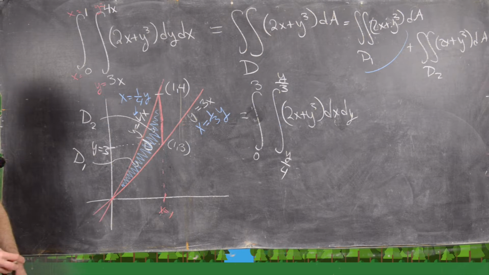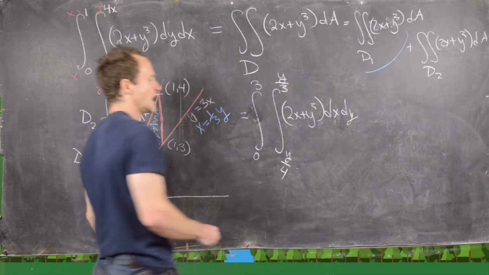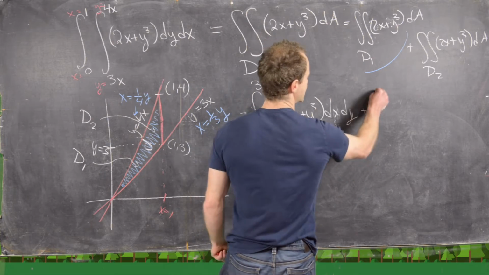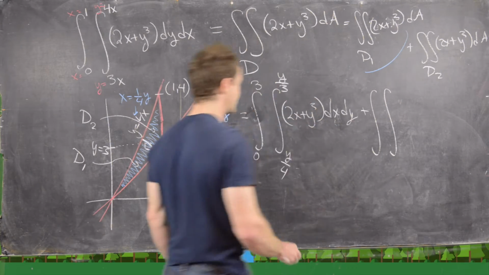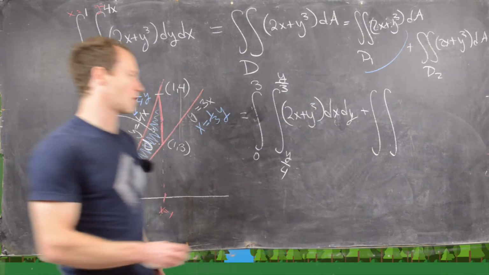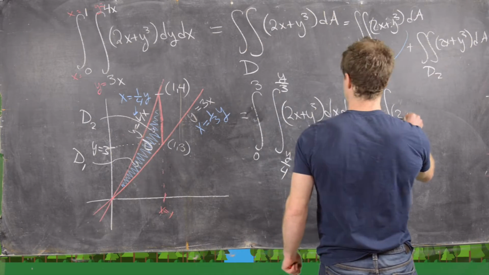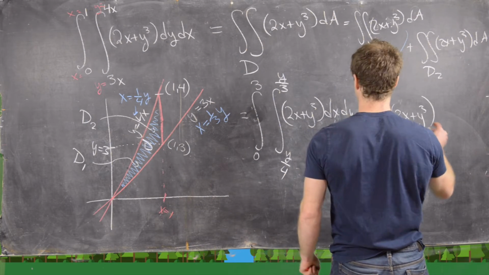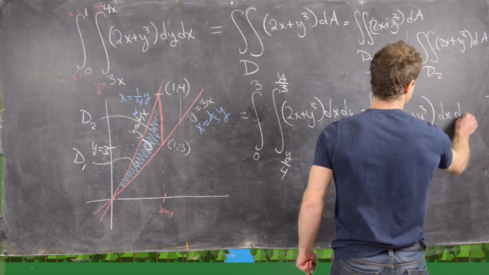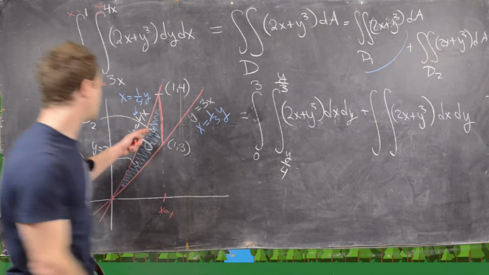Okay, great. So that's the D1 integral. And now let's add that to the D2 integral. So notice I'm going to write that in the same order. So I'll have 2x plus y cubed and then dx dy. But now I need to do the same thing.